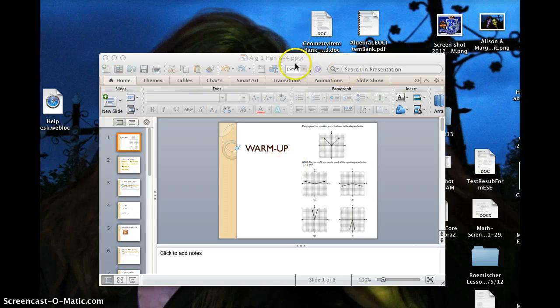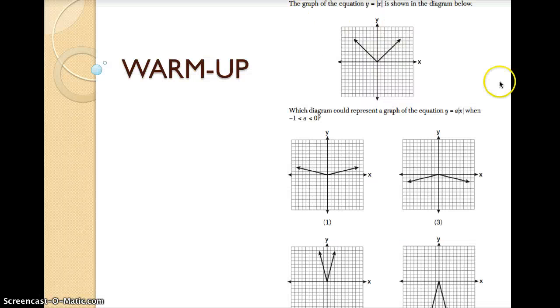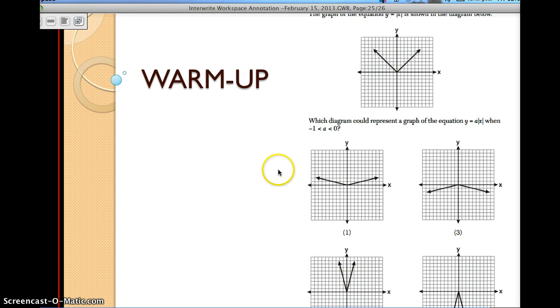Okay, here's lesson 4. Let's go ahead and do the warm-up. You guys go ahead and pause me and work it out and then put me on resume to see if you got it correct. It says the graph of the equation y is equal to the absolute value of x is shown in the diagram below.